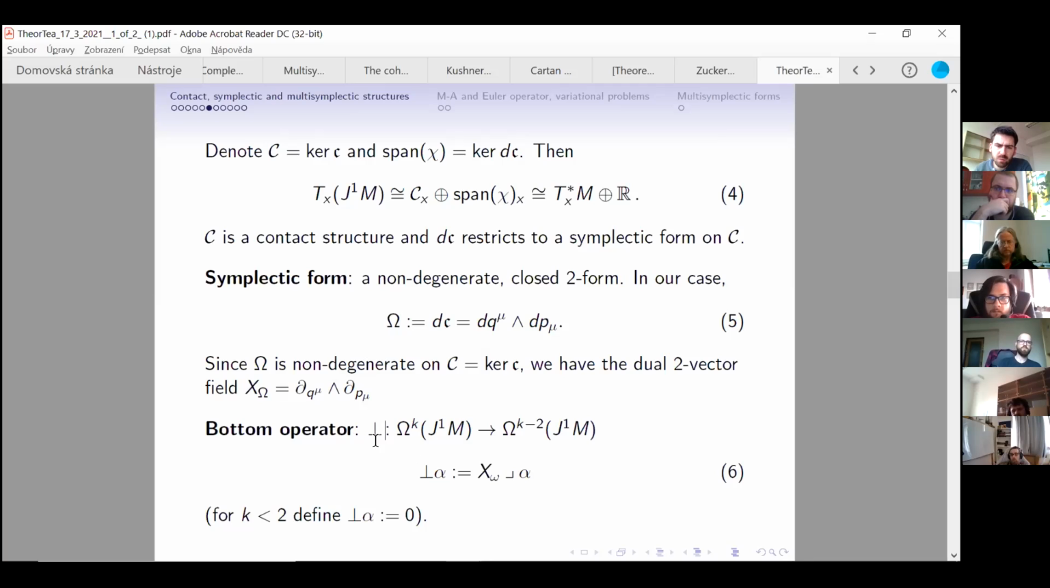Question: what relation do they satisfy? SL2R, right? I see. I guess there are three operators you're talking about. If it's SL2R, then there must be three objects that satisfy it. Sure, bottom, top, and identity, right? Okay. I see. Show us those three operators.